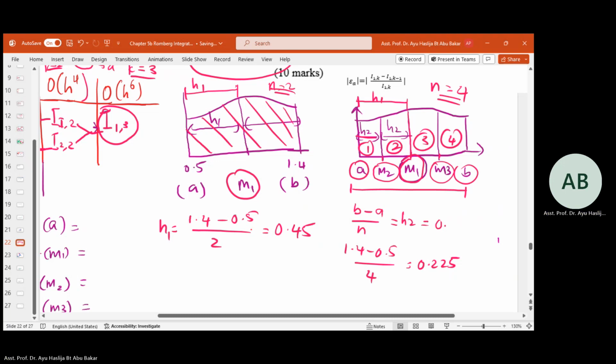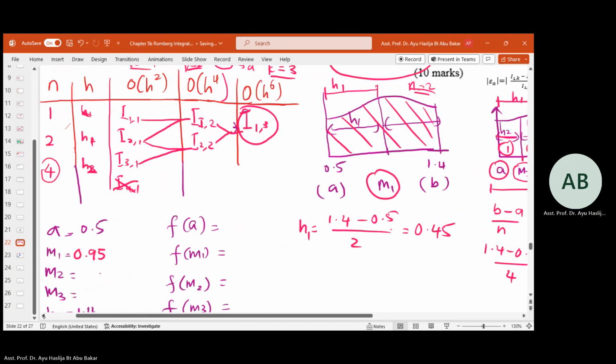Why we need the H? To get half mark. Of course, yes. Okay, but what is the sole purpose? To find what is your M2 and M3. Okay.